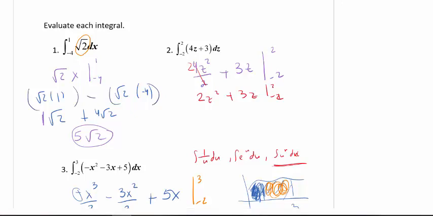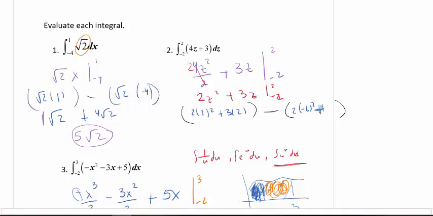And we're going to plug in our 2 values. 2 times 2 squared plus 3 times 2. This is going to be 2 times negative 2 squared plus 3 times a negative 2. So in here, I'm going to get 8 plus 6, which is 14. Over here, I'm going to get 2 times 4 again, which is 8, plus a negative 6. So I get a 2. 14 minus 2 gives me 12. That is my answer.